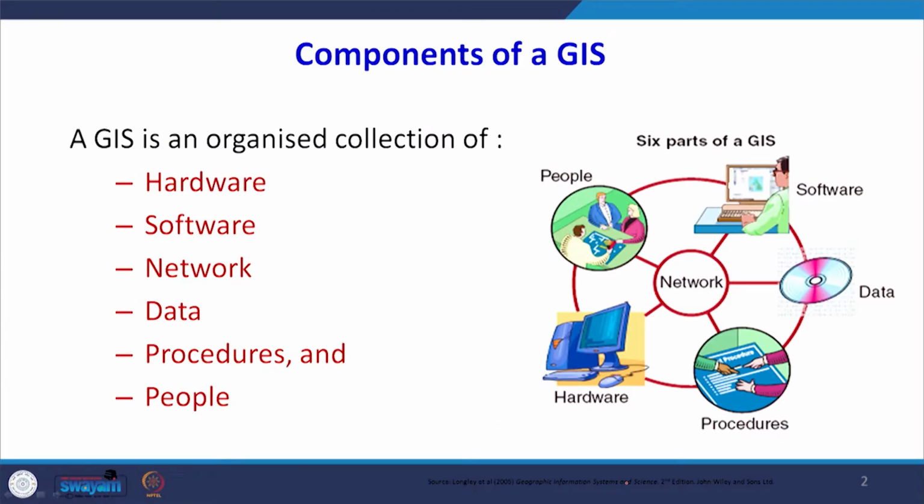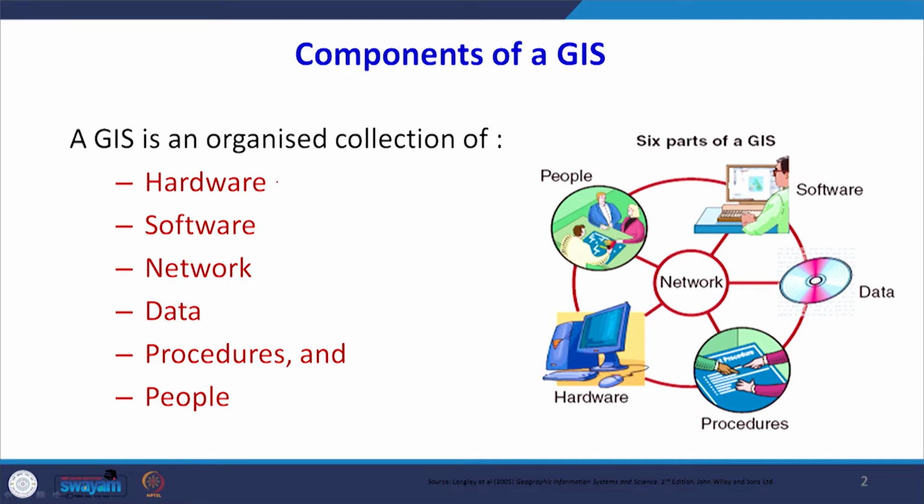Welcome to lecture 51, which is on various components of a GIS. In this lecture, I'm going to explain what the different components are, what their utility is, and how we can develop an effective GIS in the organization. So we start. If we look at this particular figure, there are six important parts of a GIS.